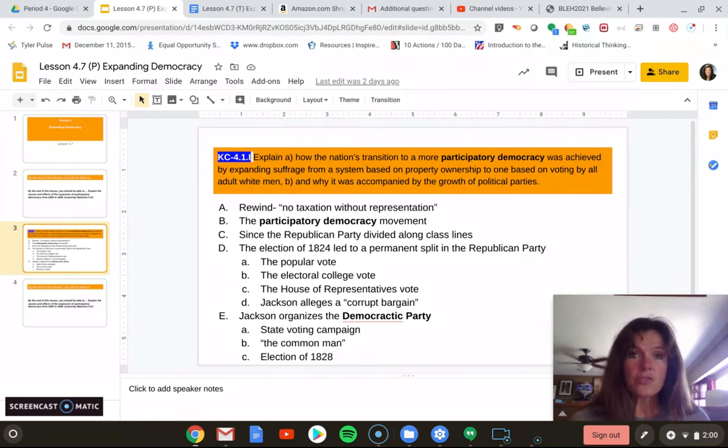So throughout the next 4 years, Jackson and the Democrats run a state voting campaign, and they work tirelessly to get the property requirements taken away from a majority of the states. They see this as a path to power. They know that if the common man is allowed to vote, their man, Andrew Jackson, will be elected.